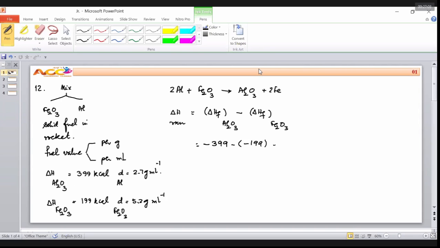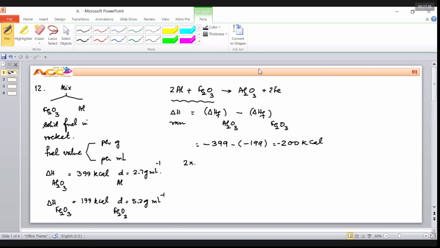This accounts to how much? 200. Which 200? Minus or plus? Minus 200. What is the units? Kilo, where is the calories? Fine. Now the question is, this is the amount of energy released when this reaction takes place. No, sir, I want the value for 1 gram of the fuel. Who is that fuel? This is fuel.